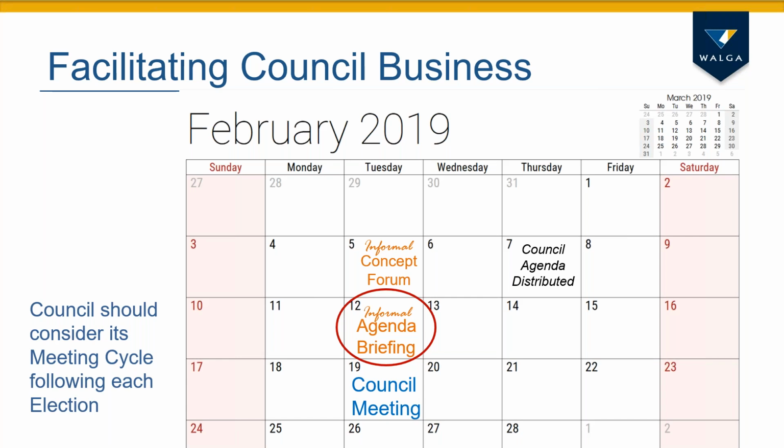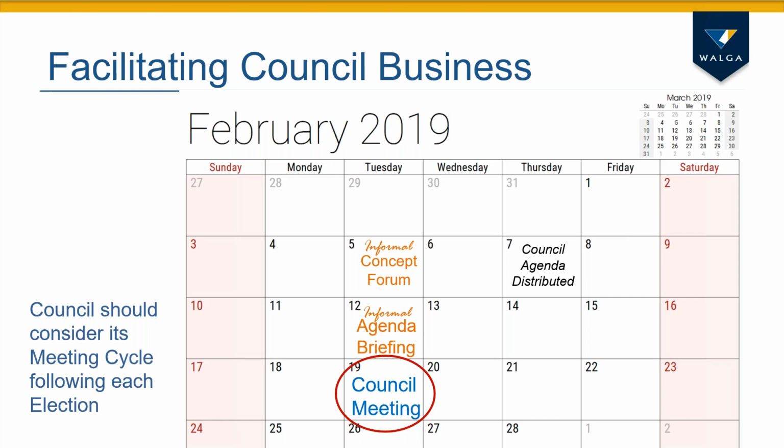Holding the agenda briefing a couple of days before the Council meeting also allows time for the administration to gather any information requested and provide it to elected members, allowing time for elected members to fully consider the implications. Then the Council meeting, which concludes the meeting cycle as the meeting in which the Council makes its decisions. The meeting cycle then begins again in the next month.